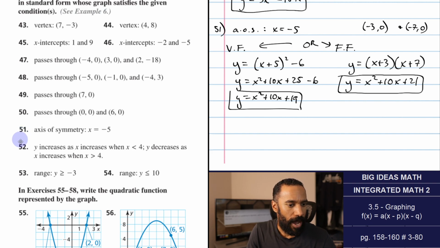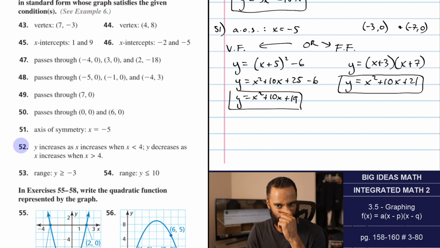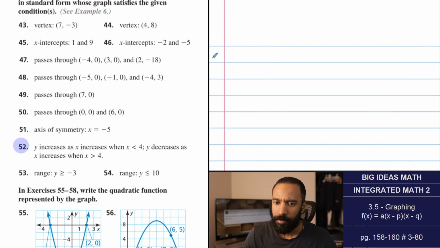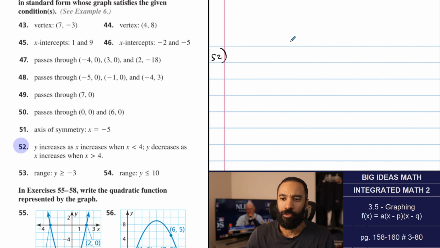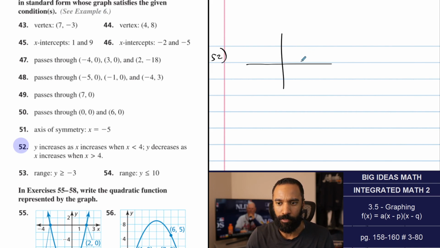52 looks interesting. Y increases as x increases when x is less than 4. We're going to draw something out with this. And y decreases as x increases when x is greater than 4. So x increases means going to the right. Okay? So if we have a graph, just go with me here. So it says x is less than 4, x is greater than 4. That means 4 is where your vertex exists. Let's say it's there.